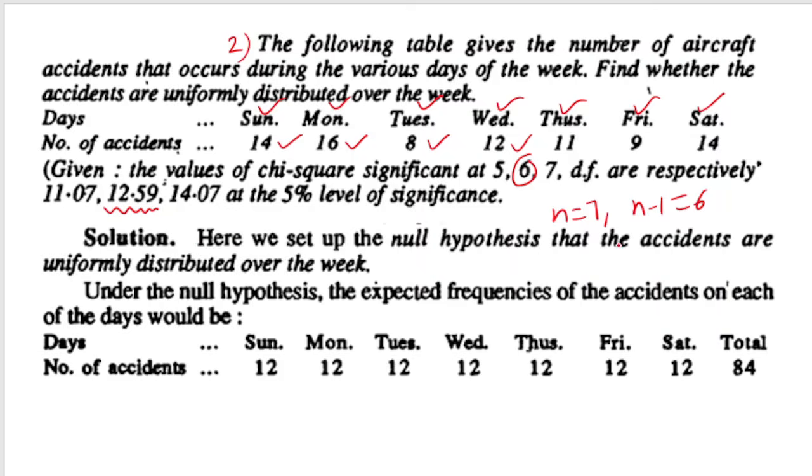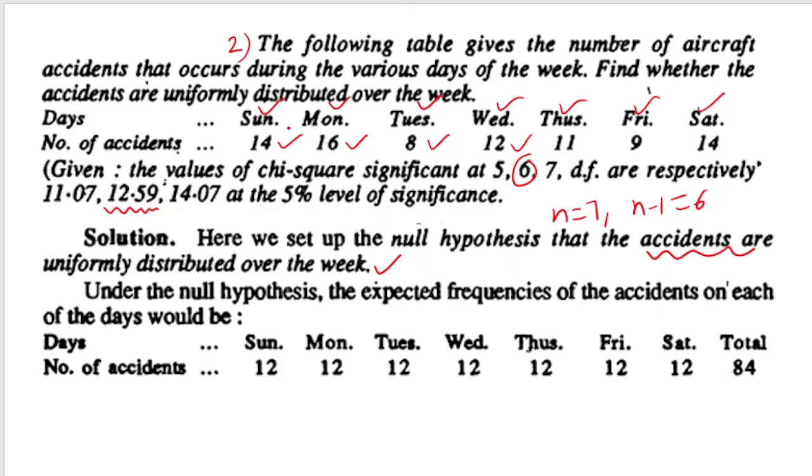Again, we set the null hypothesis that accidents occur uniformly over the week. As you know, the null hypothesis is always the hypothesis of no difference. So even though we notice that there is a difference here, we assume that this is because of the randomness of the event, not because of any other particular reason. So here we set up the null hypothesis that accidents are uniformly distributed over the week.